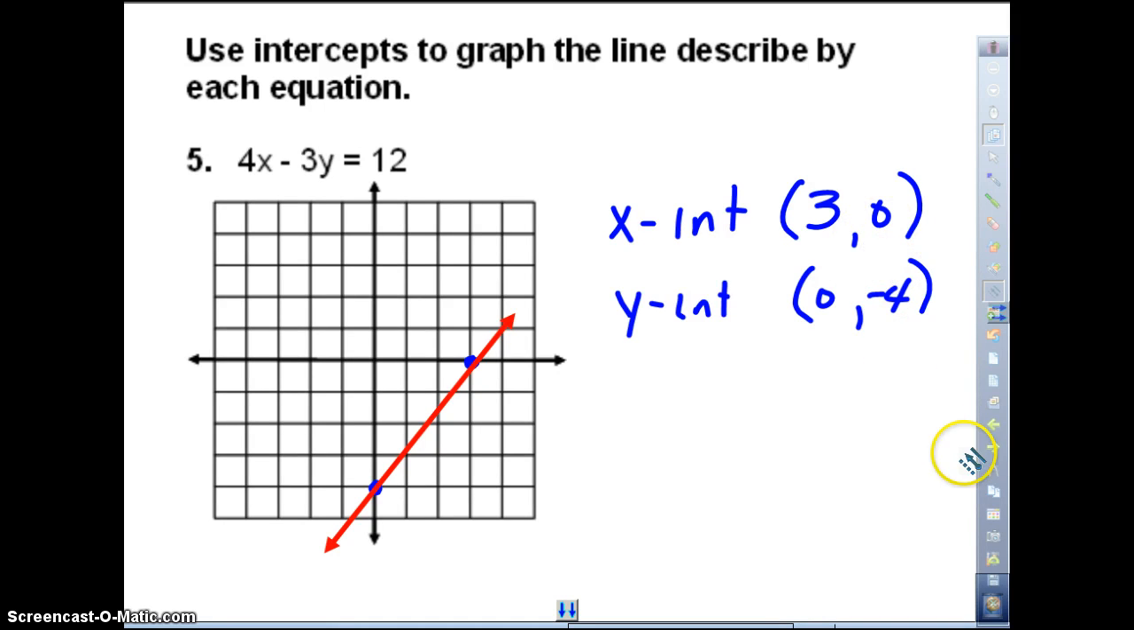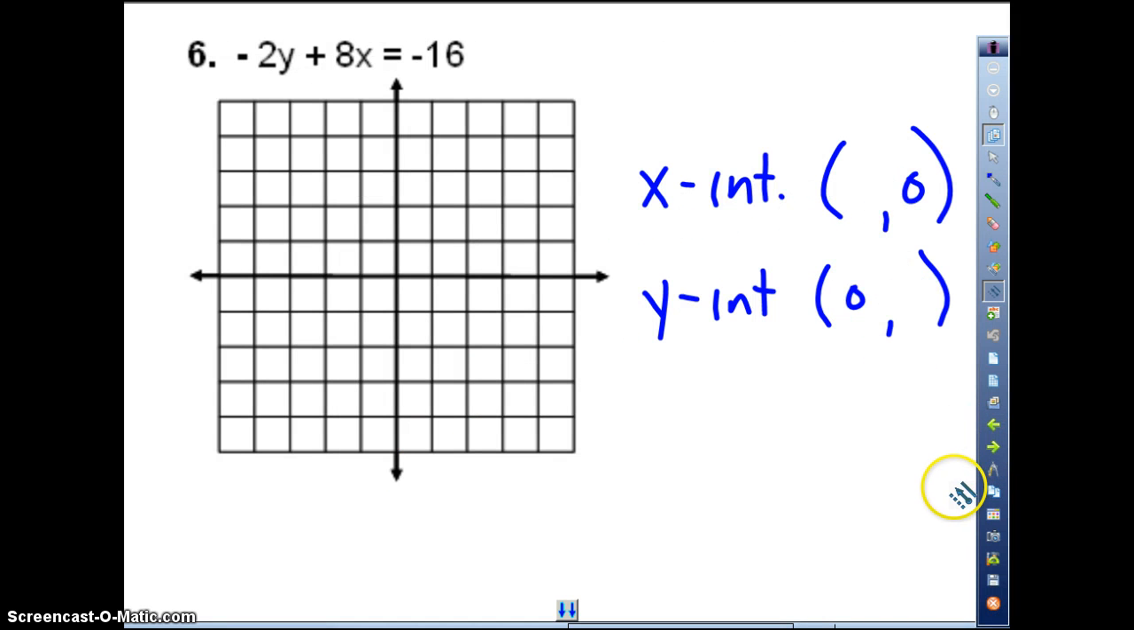Yeah. Okay, number 6. They want us to graph using our intercepts. First, is my equation in standard form? It's got to be in standard form before I can graph using my intercepts. No. Is that not in standard form? Oh, well, if you use commutative property of addition, you could say 8x plus -2y is 16. So it's pretty much in standard form. Yeah. Okay, let's use the cover-up method.